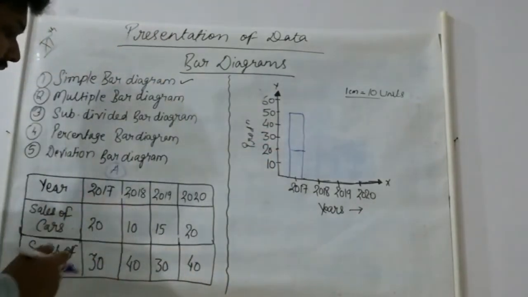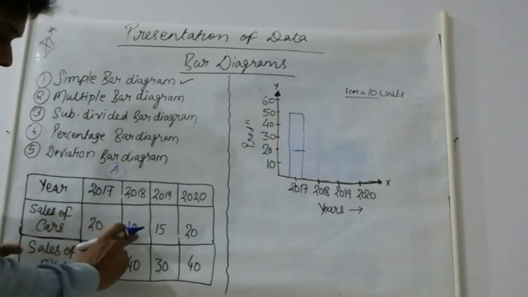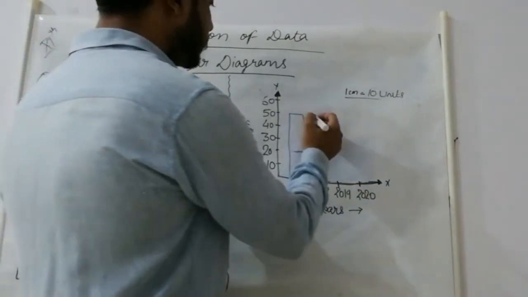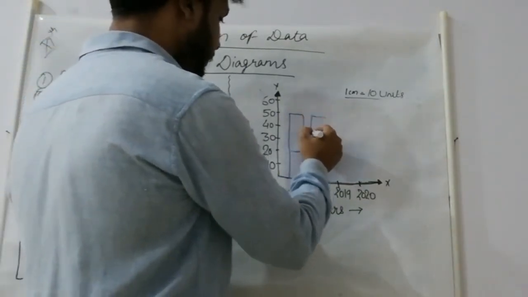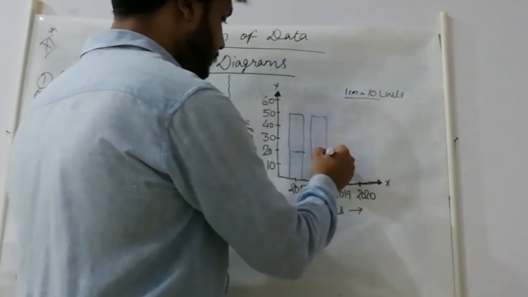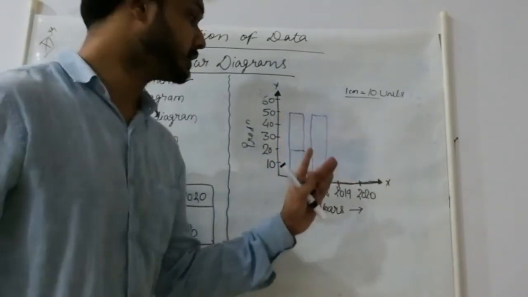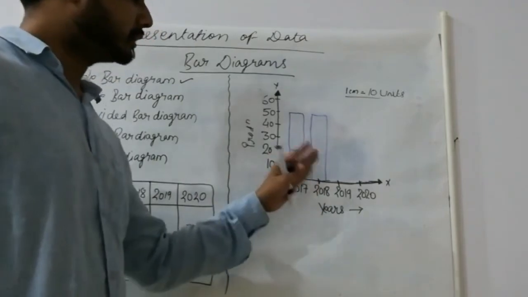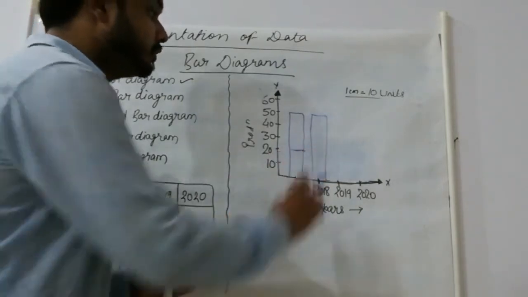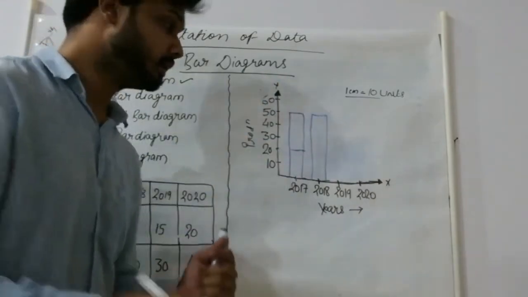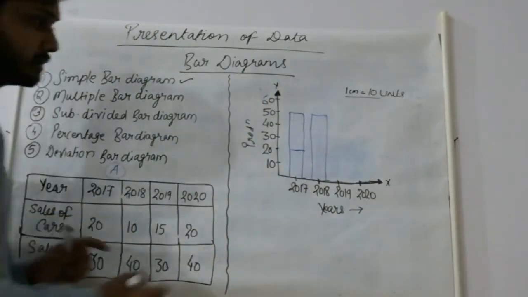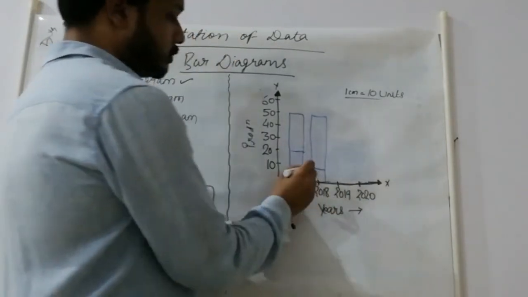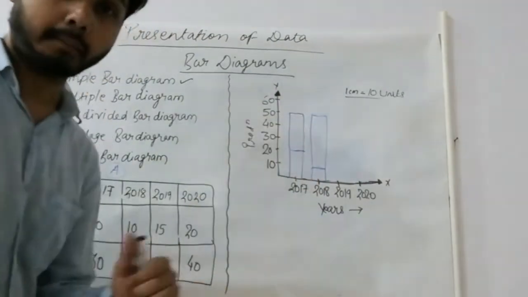Now let us see the next one, 2018. Sales of car is 10 and sales of bike is 40. It means the total is 50 here, so we make a simple bar diagram of 50. See, when we represent the total first, we need to represent only one and the other will be automatically represented. If you do not do this, then you will have to represent both. Here sales of car is 10, so just point it at 10, 0 to 10.